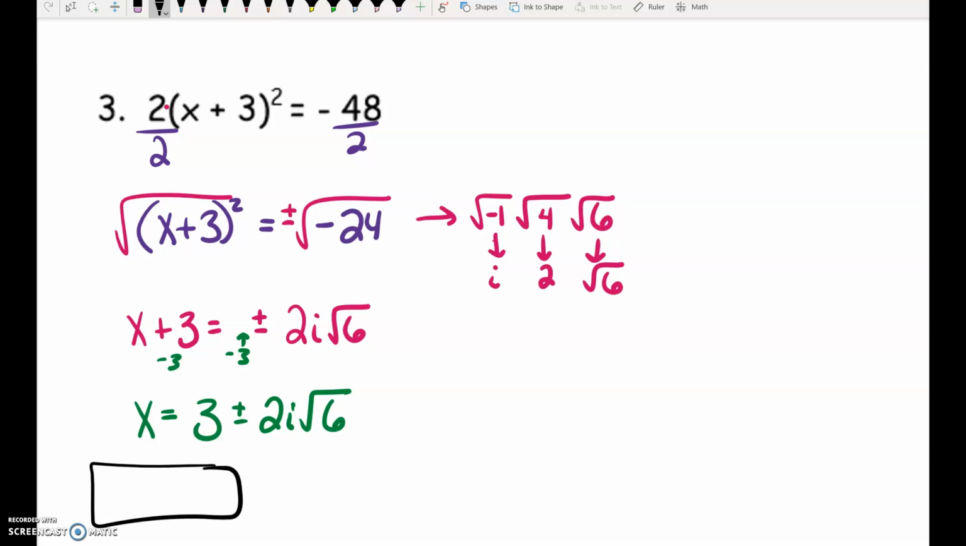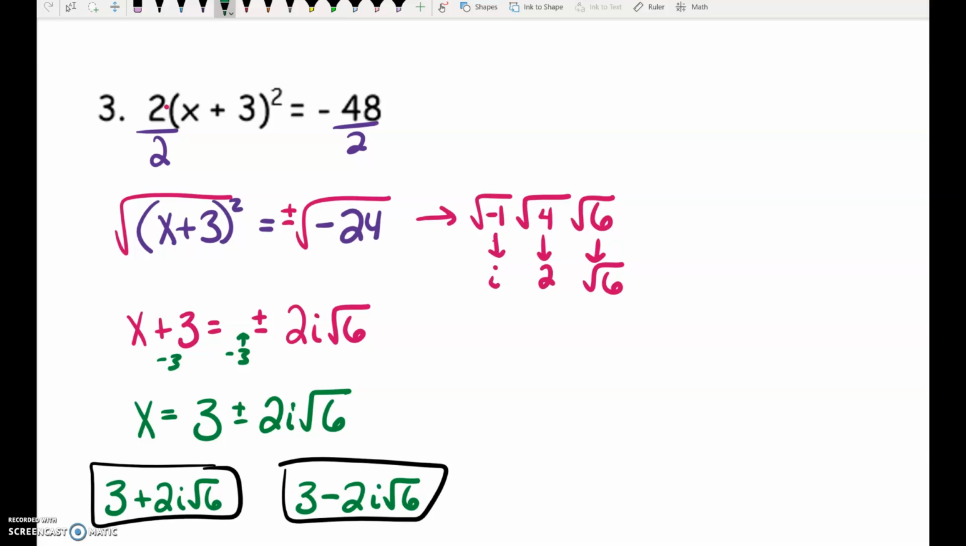Okay, how does this look in Big Ideas Math? 3 plus 2i square root of 6 is one of your answers. 3 minus 2i square root of 6 is your other answer. And thankfully, my class that's with me right now is very observant and noticed that I forgot the negative in front of that 3. So yes, it's negative 3 plus 2i square root of 6 and negative 3 minus 2i square root of 6. Sorry about that.